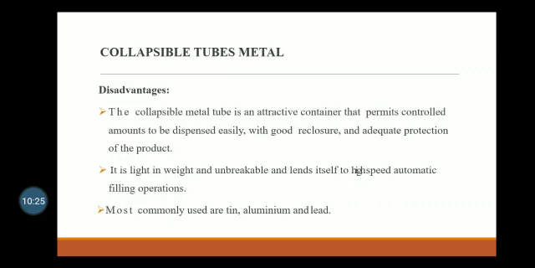Then collapsible metal tubes. The collapsible metal tube is an attractive container that permits controlled amounts to be dispensed easily with good reclosure and adequate protection of the product. It is light in weight and unbreakable and lends itself to high-speed automatic filling operations. Most commonly used are tin, aluminum, and lead.